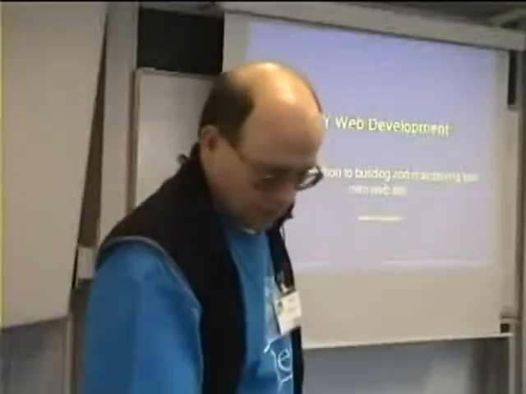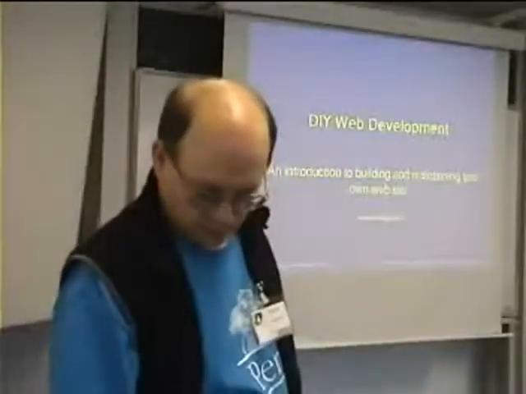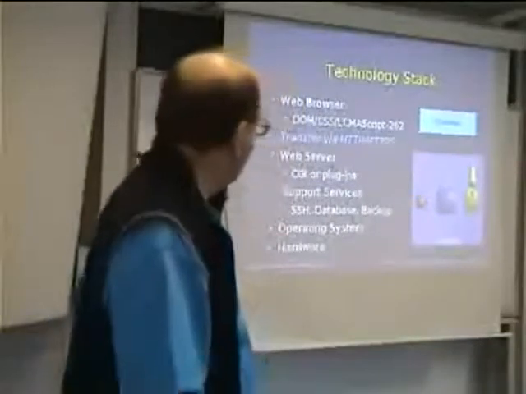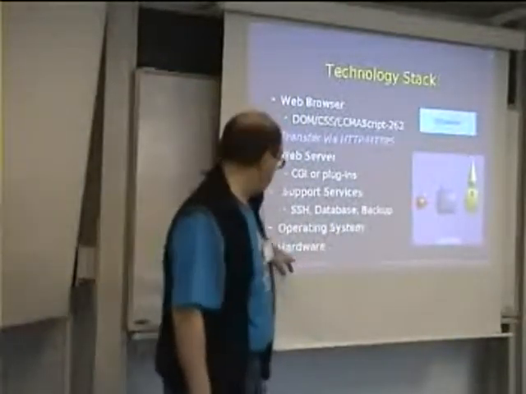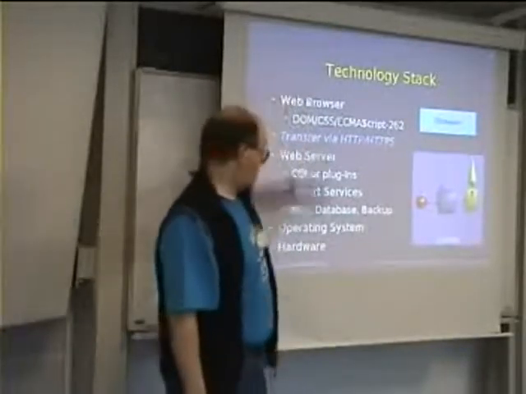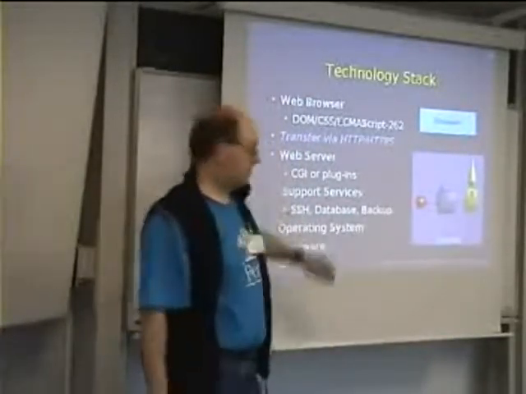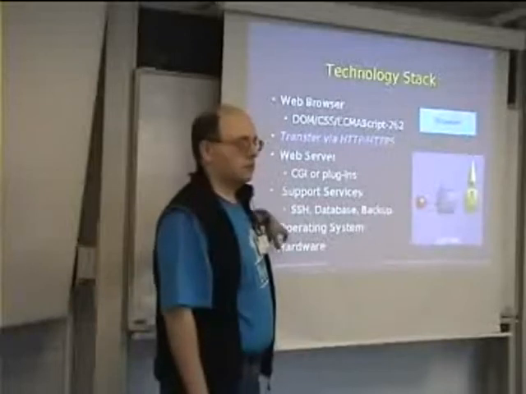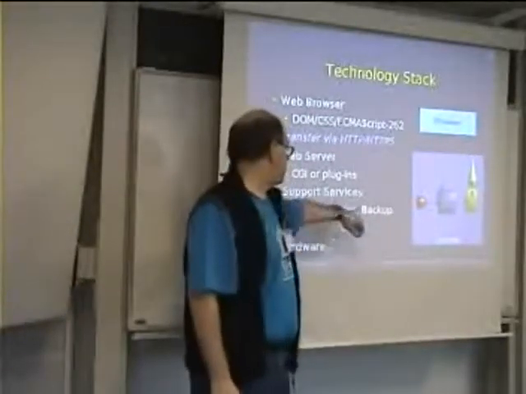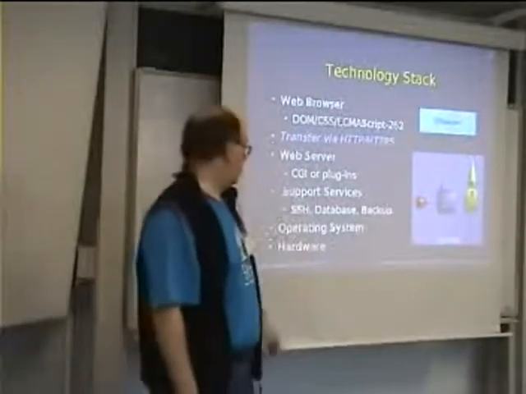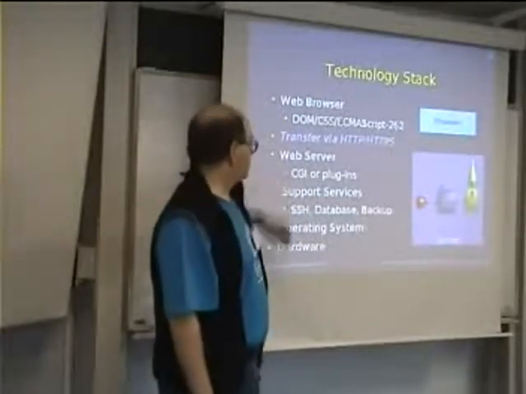So if you're going to do a website, you have to consider everything from the bottom right the way to the top. So you need a server, hardware. It needs an operating system. You're going to have all these various bits and pieces. There might be databases, backup systems. You've got to be able to connect to this server. There's all sorts, so those are the support services.